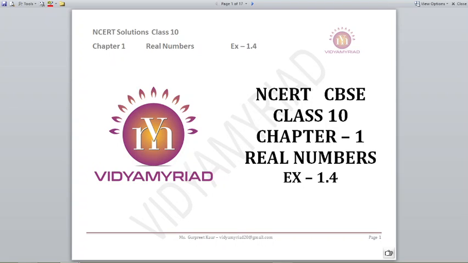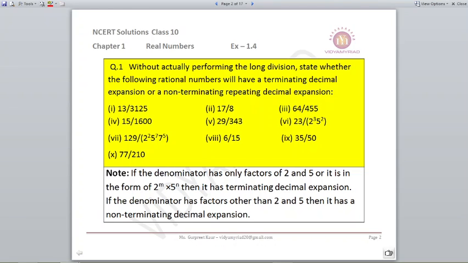This video is made for class 10 on chapter number 1, real numbers, and today we are going to do exercise 1.4. Let's begin with question number 1. Without actually performing the long division, state whether the rational numbers have a terminating decimal or non-terminating repeating decimal expansion.